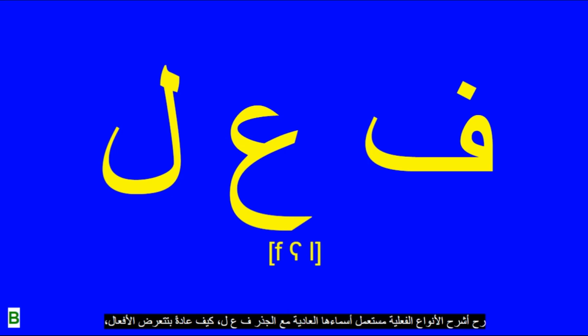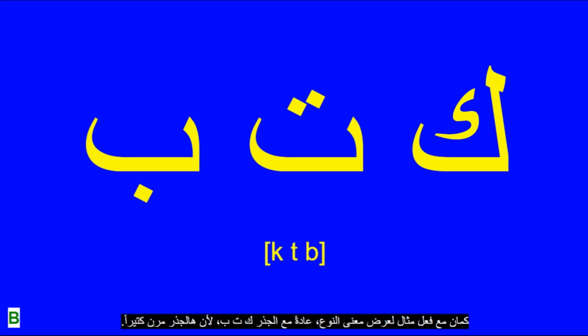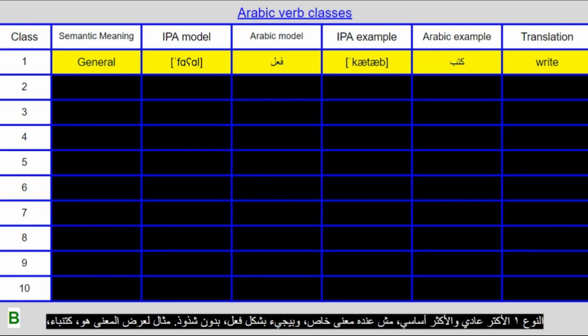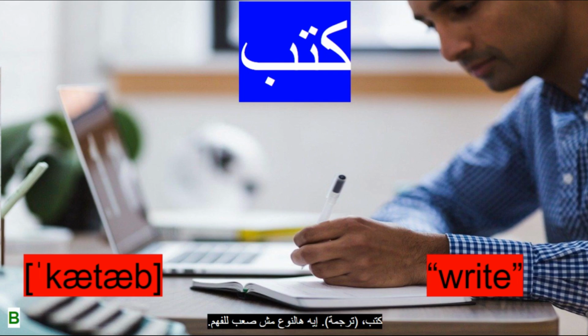I'll explain the verb classes using their typical names with the root fa'ain lam, meaning do, which is how they're typically presented, as well as an example verb to show the semantic meaning of the class, which will often be with the root kafta ba, meaning write, since that root is so versatile. Class 1 is the most common and most basic class. It doesn't have a special semantic meaning, and it comes in the form of fa'al, no quirks. An example to show meaning is, as foretold, katab, which means write. Yeah, this class isn't that hard to understand.